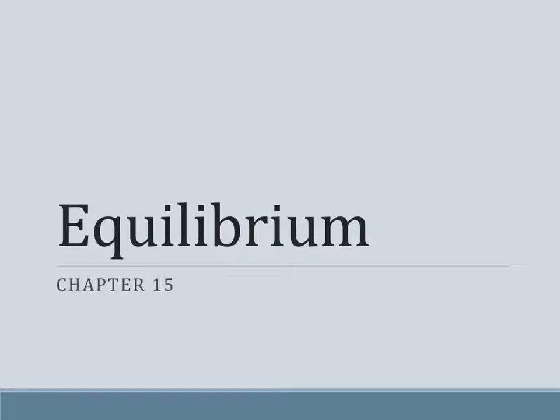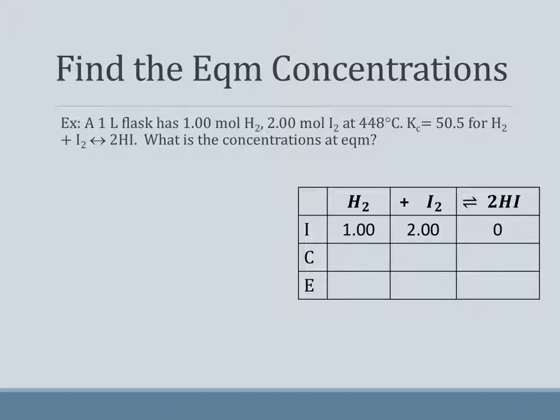In this screencast, we're going to learn how to find the equilibrium concentrations for an equilibrium reaction given the constant and some starting conditions. We should start out by reading the problem. The problem says a 1 liter flask has 1 mole of H2, 2 moles of I2 at 448 degrees Celsius, and the K for concentration, the Kc, is 50.5 for the H2 plus I2 yields 2HI reaction. And it wants to know what are the concentrations of the substances at equilibrium.